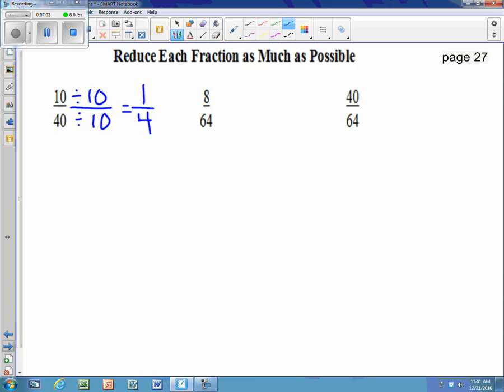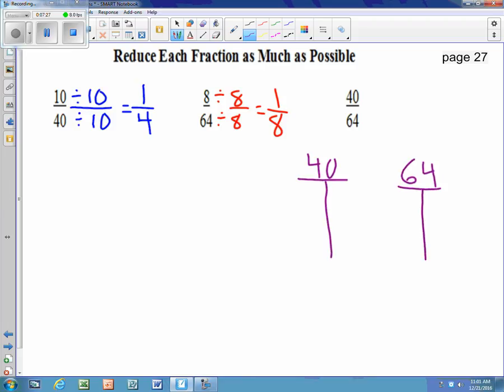So now I look at the next one and I have 8 and 64. So 8 can go into 64, so I'm going to divide them both by 8. But now when I get to 40 over 64, I don't know the greatest common factor. So over here, I'm just going to find my GCF. So I can do 1 times 40, 2 times 20, 3 does not go in there, 4 does, 5 does, 6 does not, 7 does not, 8's already there.